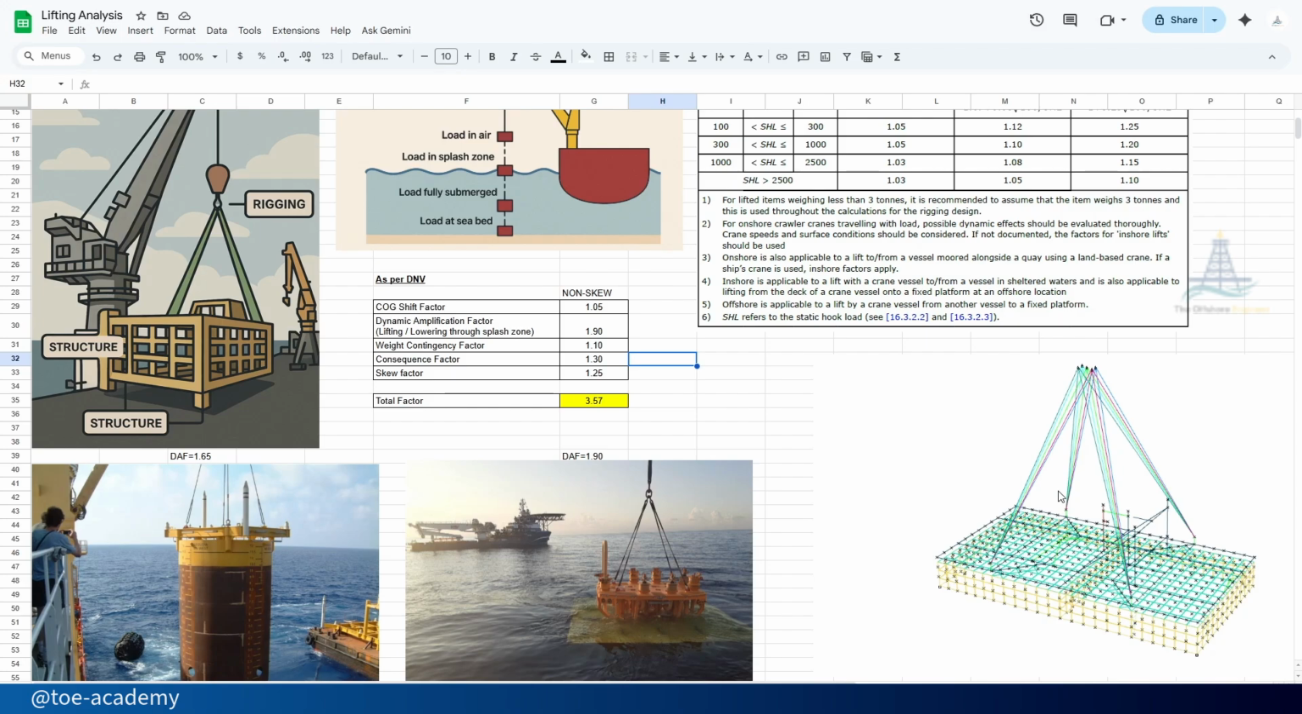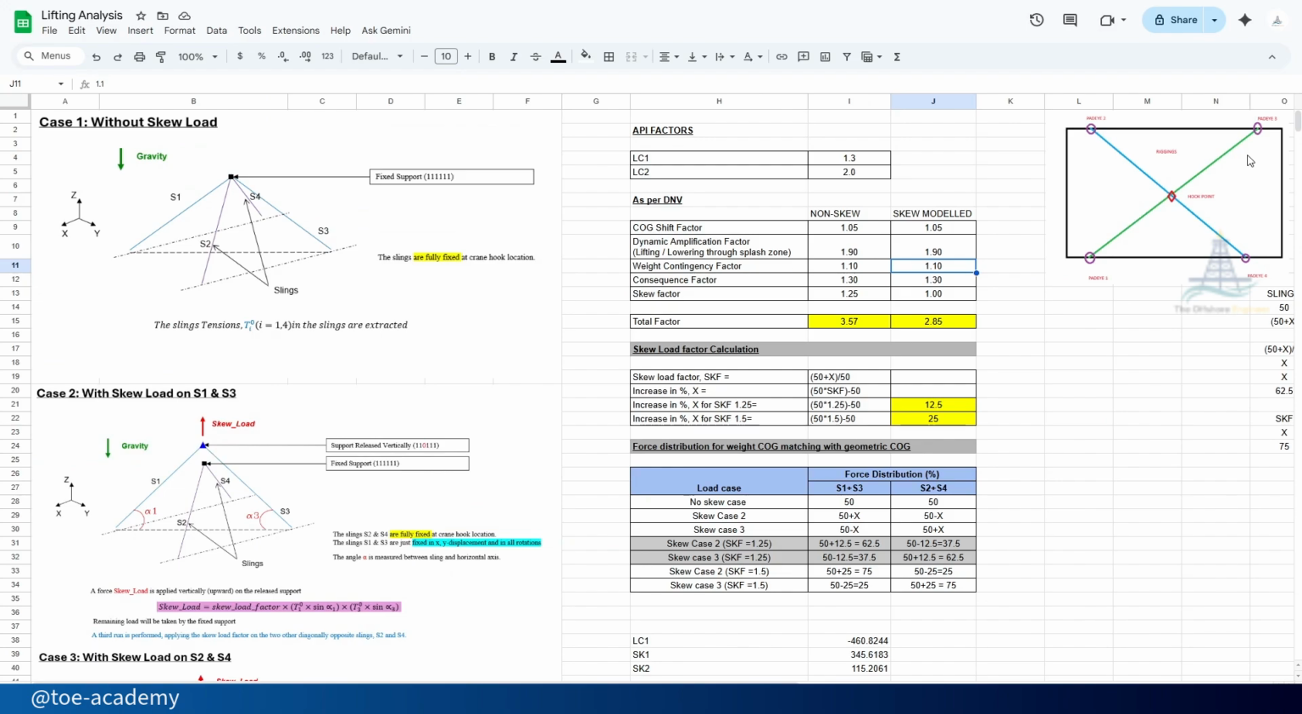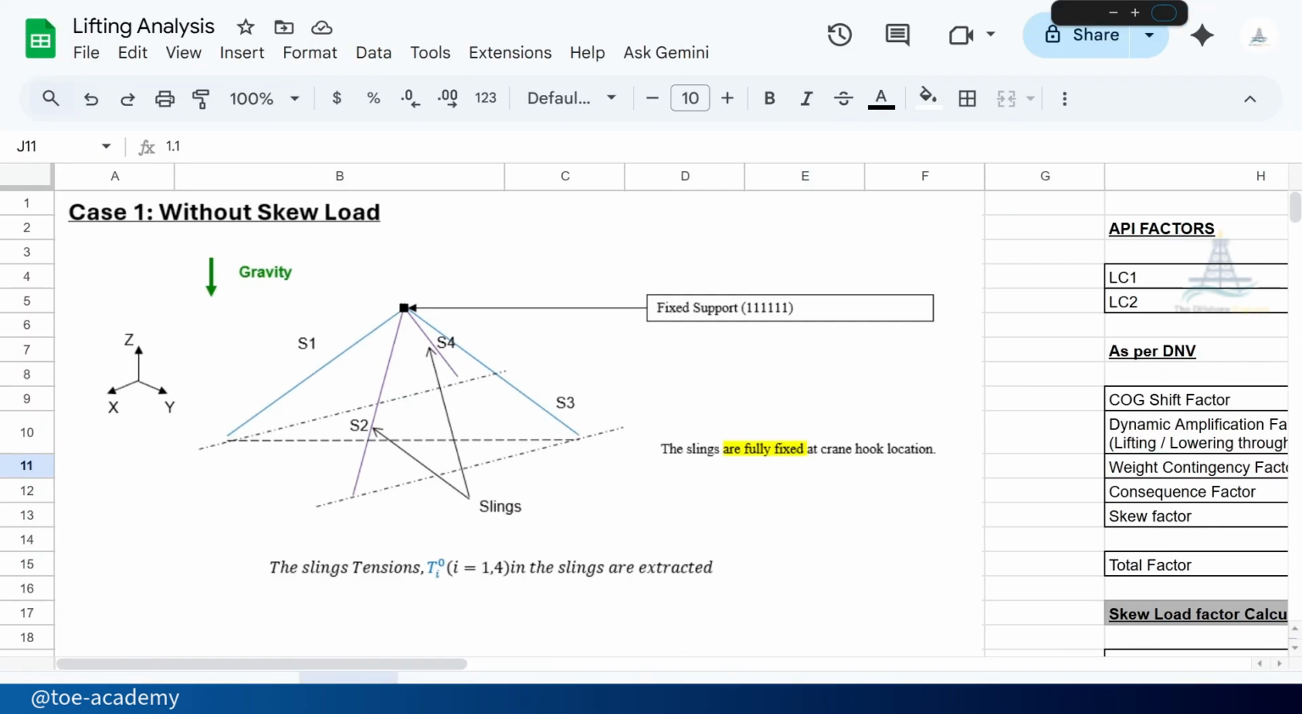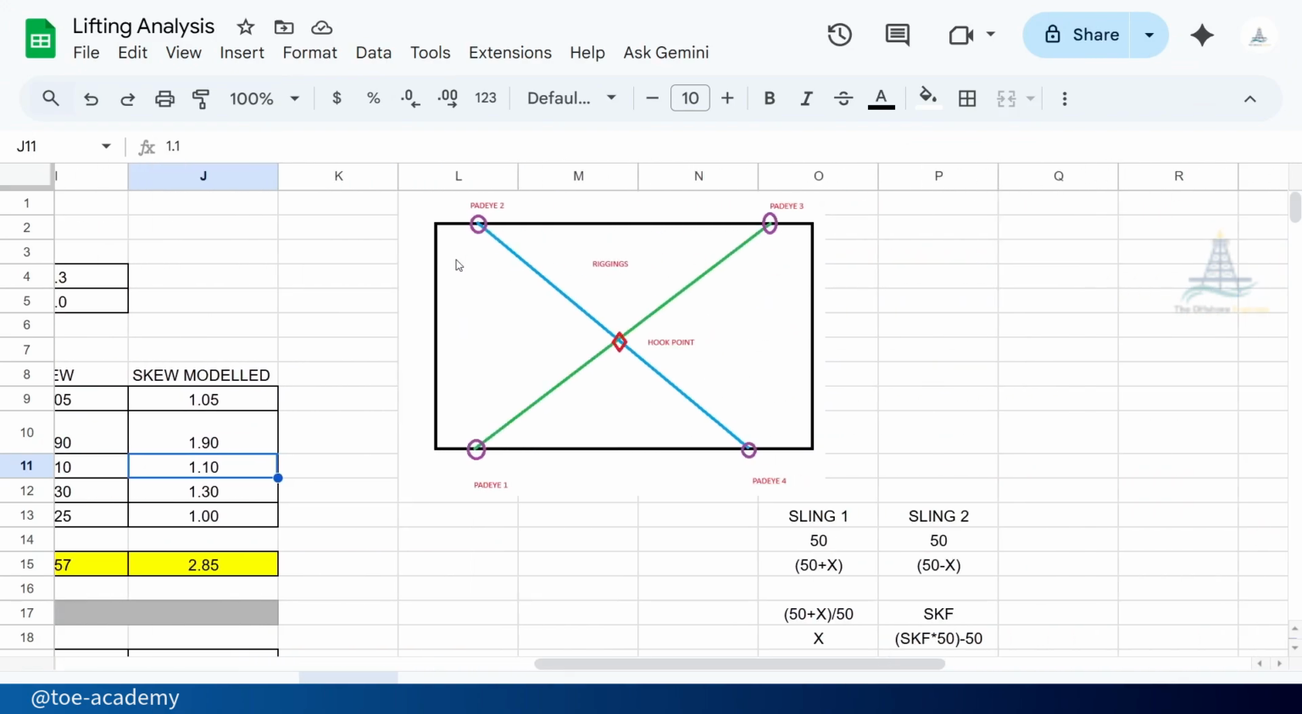Then coming to skew factor. So skew is an interesting concept. In the next video, definitely we will be talking about the skew. So skew is nothing but, now let's say we have a structure, and we are connecting two slings diagonally and connecting the hook point at the center. Now I am going to lift it. All my assumption is my COG point is matching with my geometric COG. So in that case, my slings and every angle will be the same.